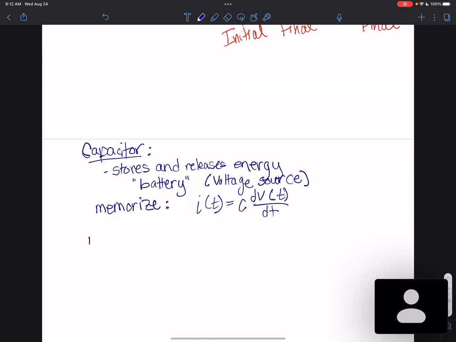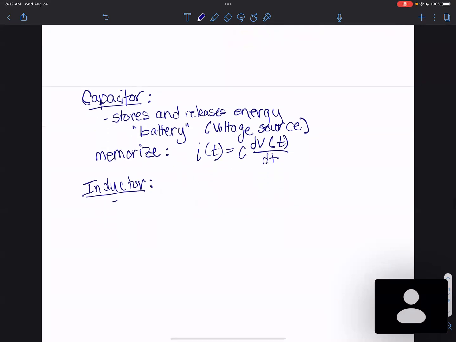Inductor. It stores and releases what? Or what can you think of it as? Yep, current source, good job. Okay, so for this one, the component is a current source.